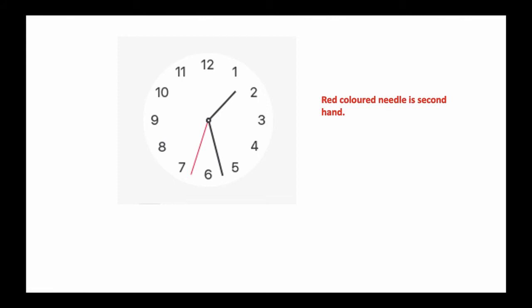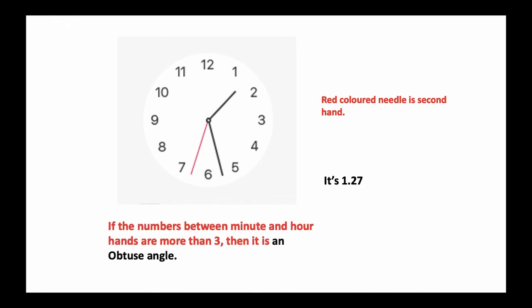And we can also see that the difference between the two needles is more than 3. If you look, the hour hand is here, and if we count from here, 1, 2, 3, 4, and then we have the minute hand. So the difference between the two hands is more than 3. So this is an obtuse angle, and the time is 1 hour 27 minutes.